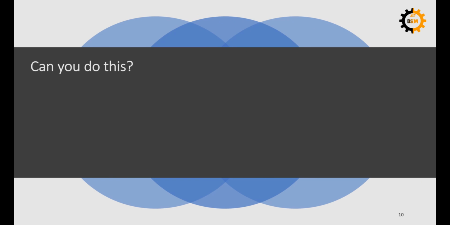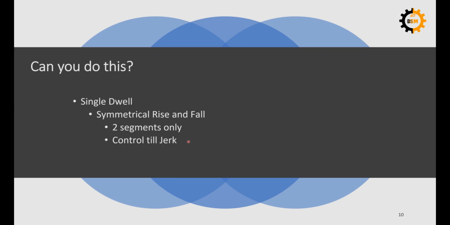Based on all the video and knowledge I have given you, let me show you a problem. If you have a single dwell mechanism that has symmetrical rise and fall, so it means that it is an RFD or FRD mechanism. It has only two segments. It means that rise and fall are connected into one segment and dwell is the other segment. And we want to control it till jerk, not till acceleration.